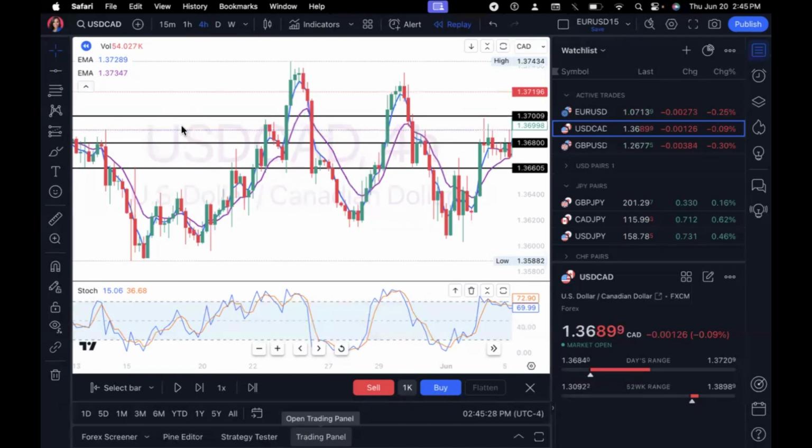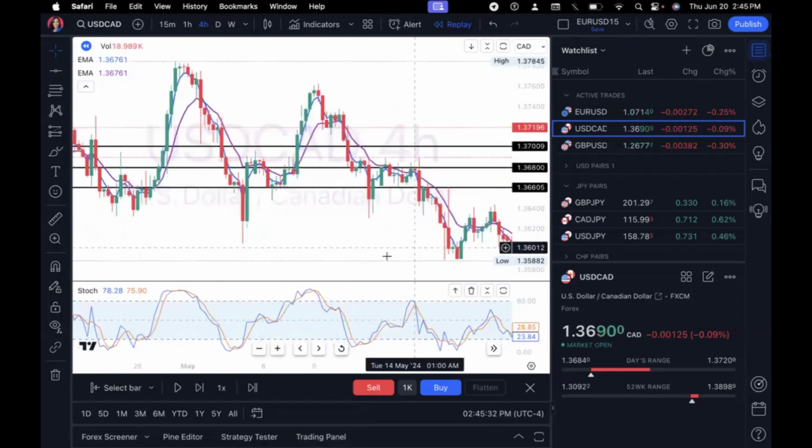So purple over the blue, or larger EMA over the smaller, is typically a sell signal for me, versus if the blue crosses on top of the purple, the market tends to buy. So here's one example. Here's another amazing example of the blue crossing above the purple and the market buying. And then here we have the purple over the blue, sell, purple over blue, sell. So that's something that I look for.